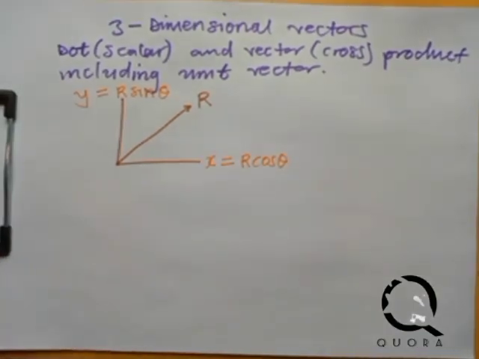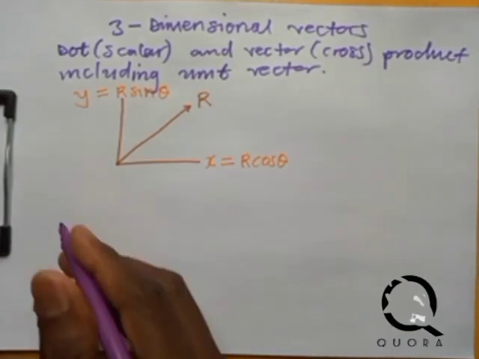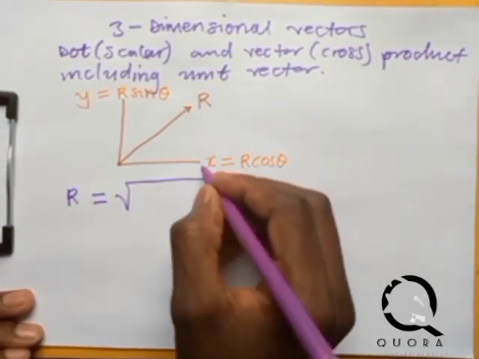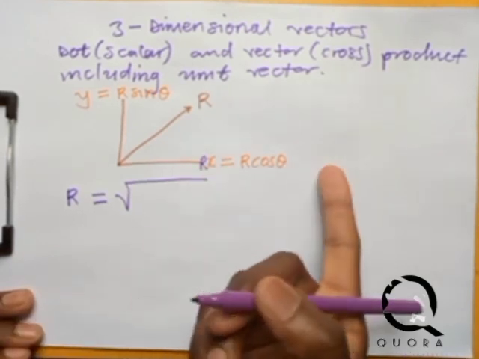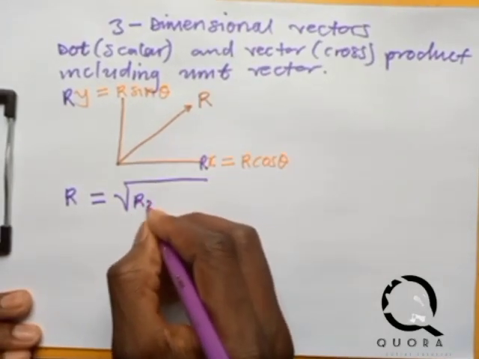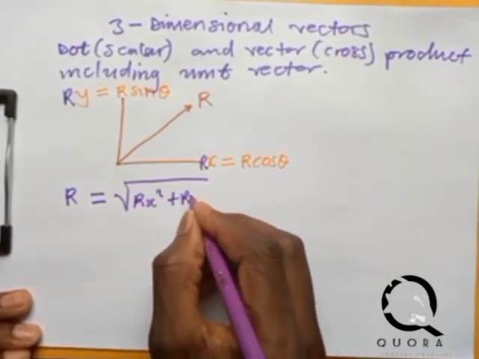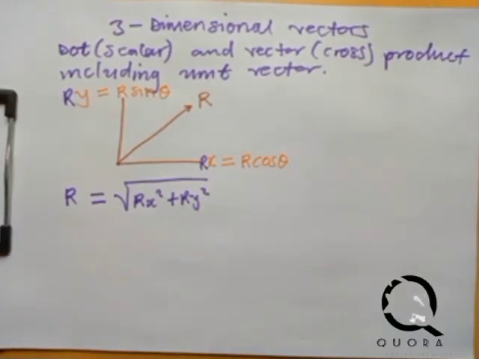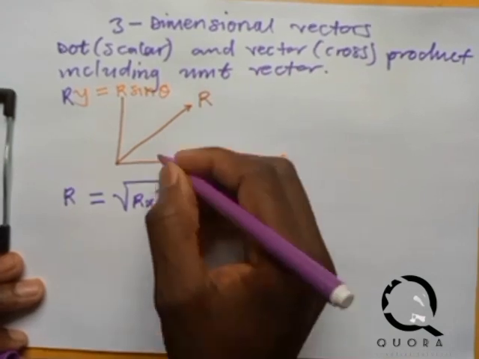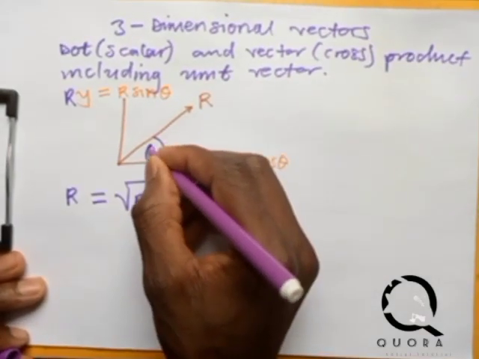How do you find the angle? How do you find the resultant, or rather the magnitude, for two-dimensional vectors? We find the magnitude by saying r has to be equal to the root of r x square plus r y square, where r x is the resultant in x and r y is the resultant in y. That's how we find the resultant of two-dimensional vectors. And then for the so-called direction, direction simply means the angle that is made by the resultant.